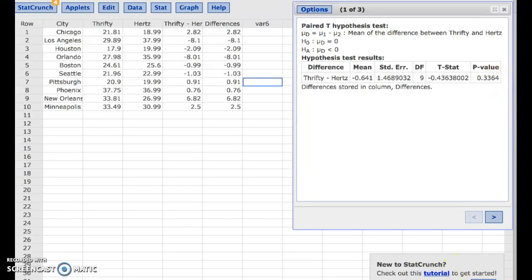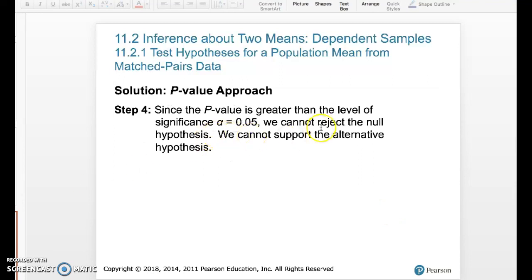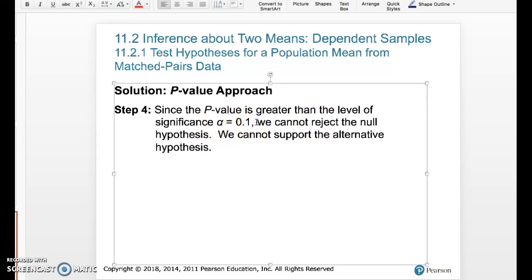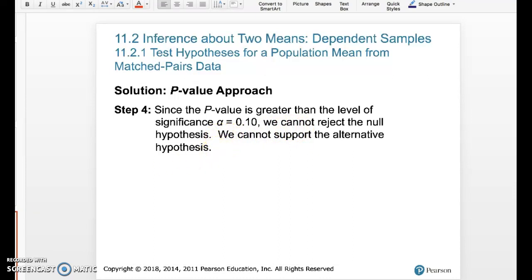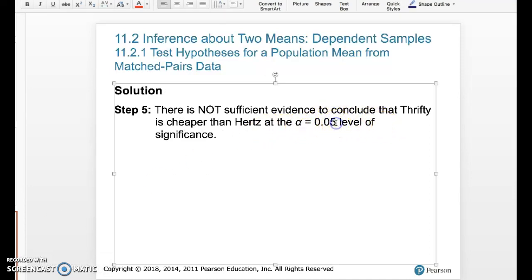So let's wrap up this example. We said that the p-value is greater than our level of significance. I apologize here, I forgot to change that to 0.1 or 0.10. So we cannot reject the null hypothesis, and we cannot support the alternative. There is not sufficient evidence to conclude that Thrifty is cheaper than Hertz. And again here at the 0.10 level of significance. So that'll wrap us up for 11.2.